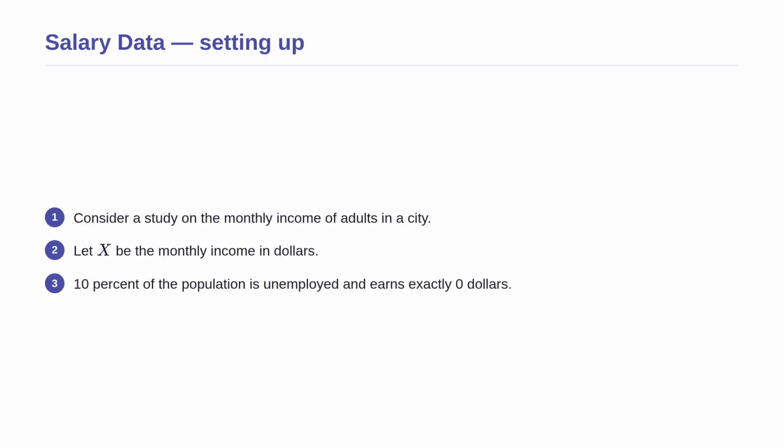Let us look at the full example regarding salary data with unemployment. Consider a study on the monthly income of adults in a city. We let X be the monthly income in dollars. We are given that 10% of the population is unemployed and earns exactly $0. The remaining 90% earn a continuous range of salaries greater than 0. We need to represent this entire situation mathematically, combining what we know about both discrete and continuous variables.